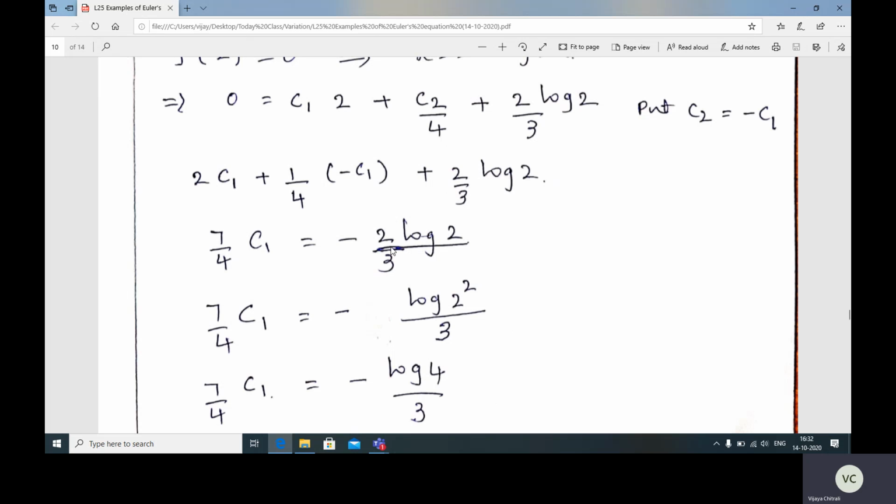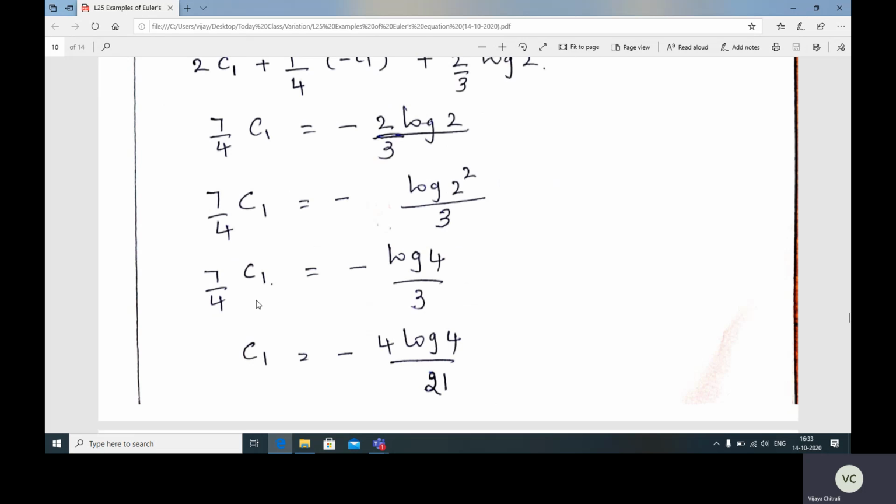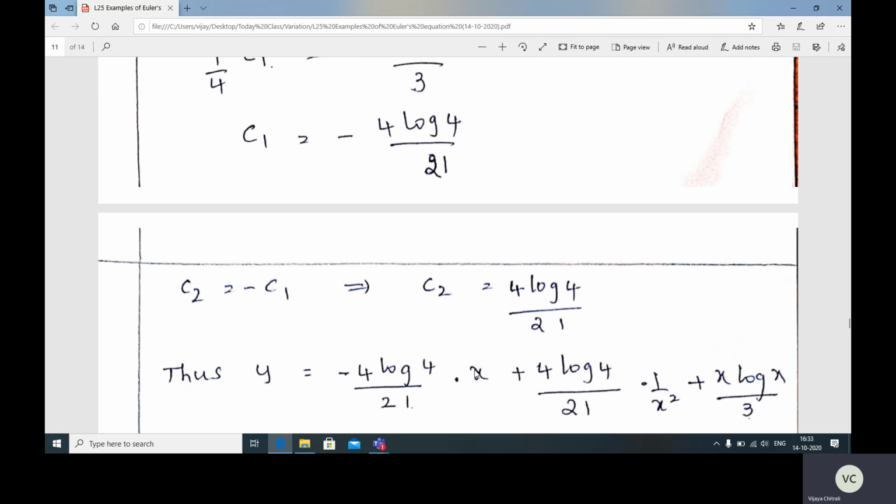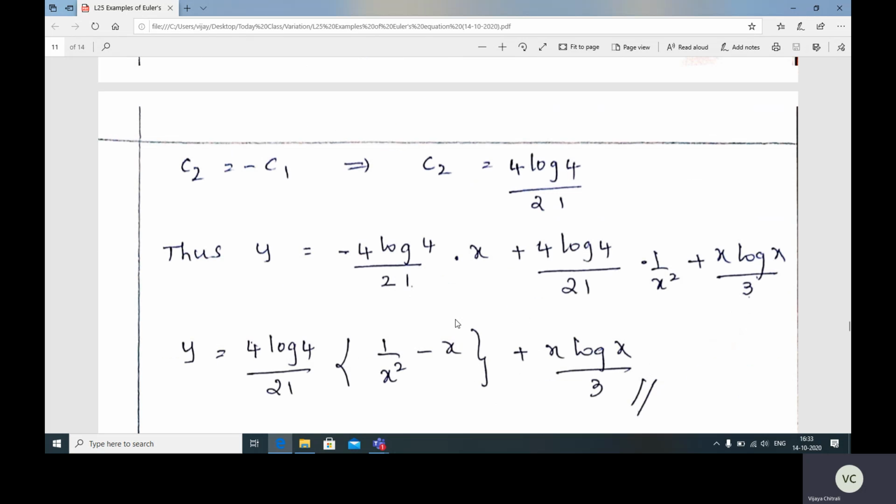So n log A will be log A raised to n. In the same way, 2 log 2 will be log 2 square. So 7 by 4 c1 is equal to minus log 2 raised to 2 divided by 3. So 2 square is 4. So 7 by 4 into c1 is equal to minus log 4 divided by 3. So c1 is equal to minus 4 log 4 divided by 21. So this is c1, and c2 is equal to minus c1. So you will get c2 as 4 log 4 divided by 21.